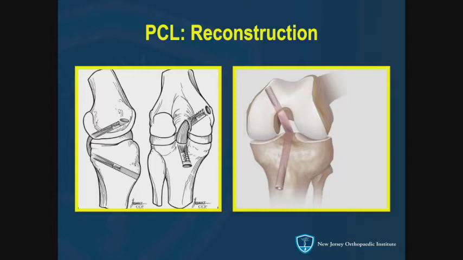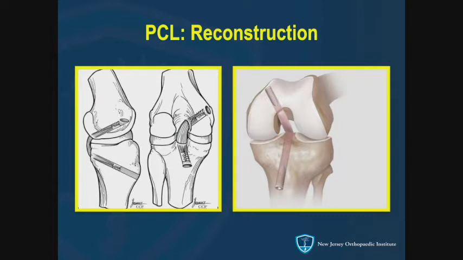The thing that's a little unusual and awkward when we do this reconstruction is we're making a very awkward turn with the ligament. Rather than going straight and in line as the ACL does, we're making almost this 90-degree turn to get the PCL in its native alignment. That poses a little bit of a problem.